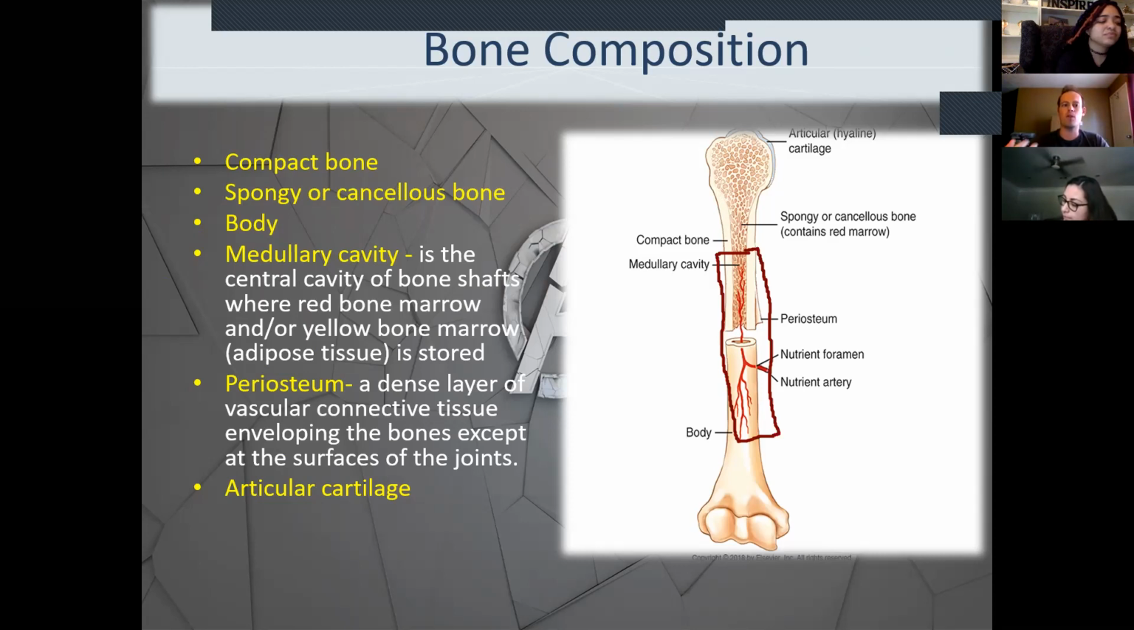So the formation of that red bone marrow and the yellow bone marrow, we're not going to talk much about yellow bone marrow because that's more adipose tissue, but that red bone marrow is stored in that medullary cavity. It's created in that medullary cavity, rather. Created within that medullary cavity.